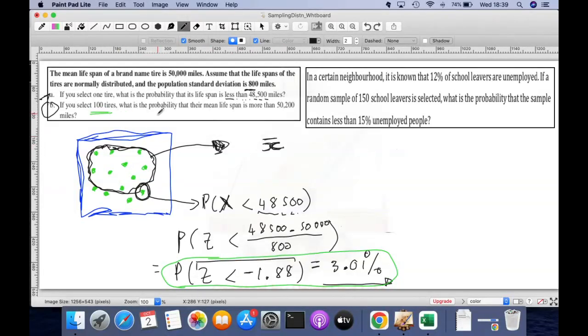They're telling me that I took a sample of 100 tires, but they want to know what is the probability that their mean lifespan, the mean, this average. Mean is the same thing as average. So this is what they're talking about. They want to know what is the probability that their average is more than 50,200? That's what they're asking me.